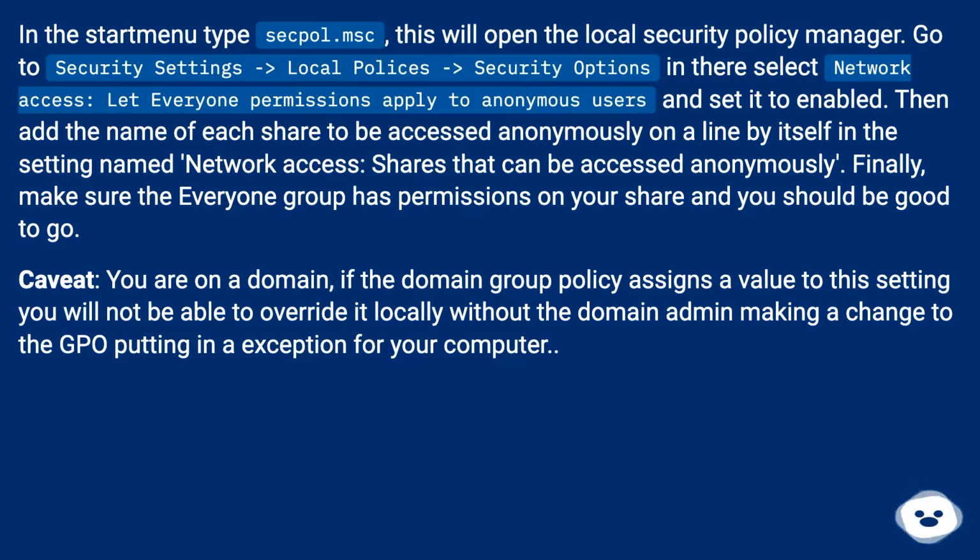Then add the name of each share to be accessed anonymously on a line by itself in the setting named Network Access, shares that can be accessed anonymously. Finally, make sure the Everyone group has permissions on your share and you should be good to go.